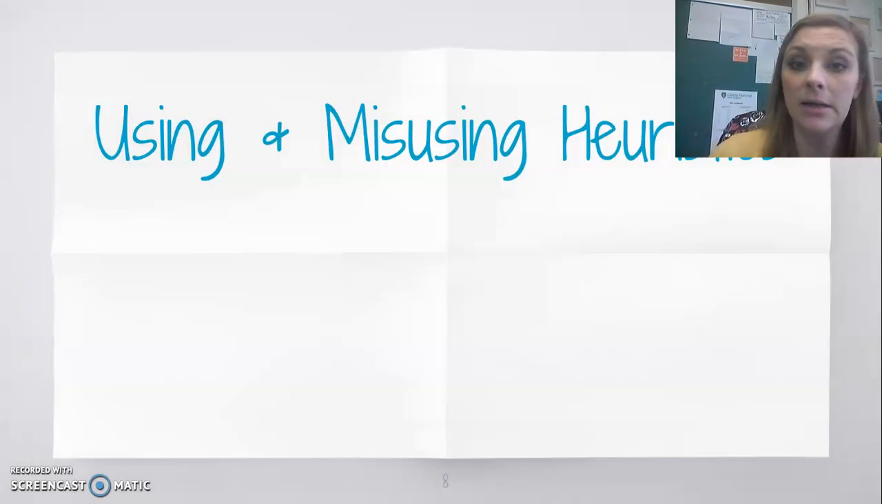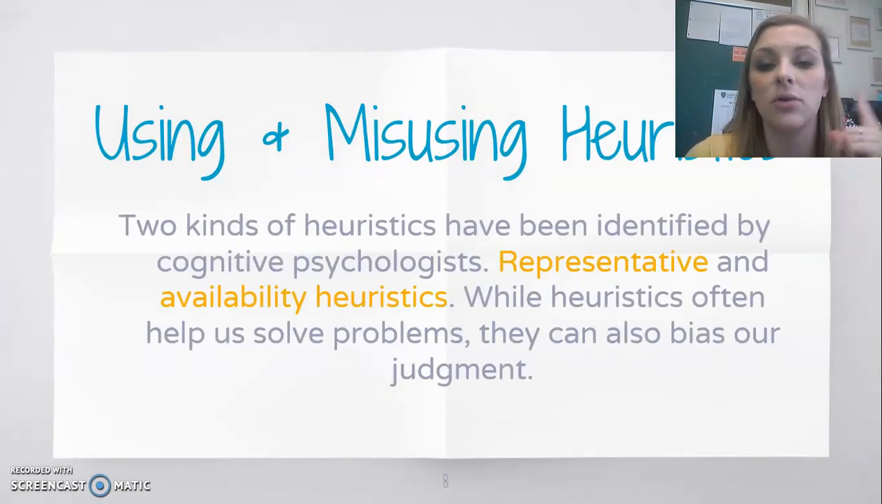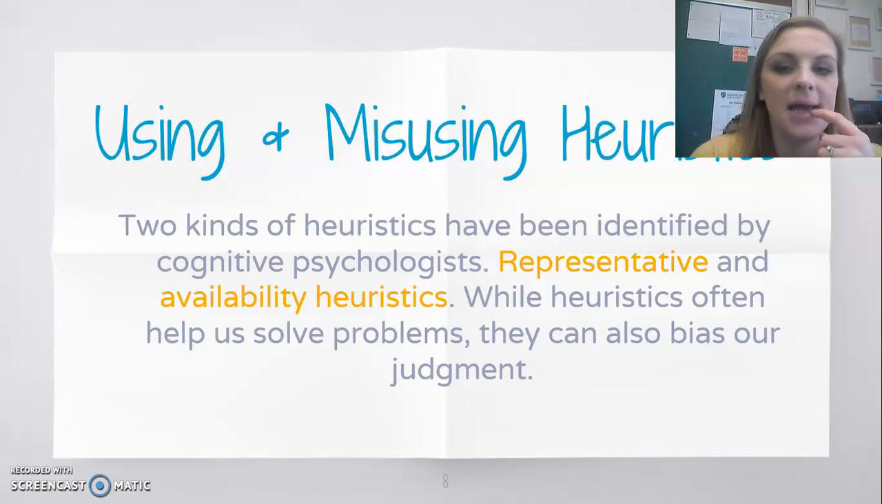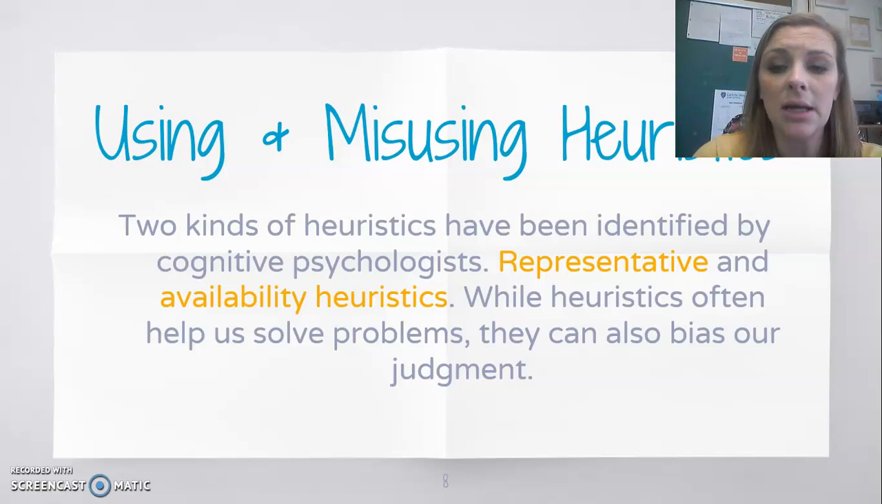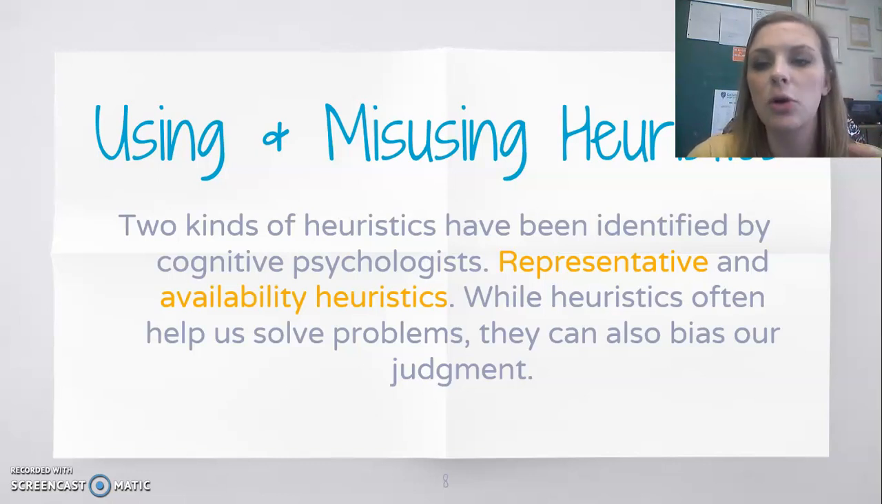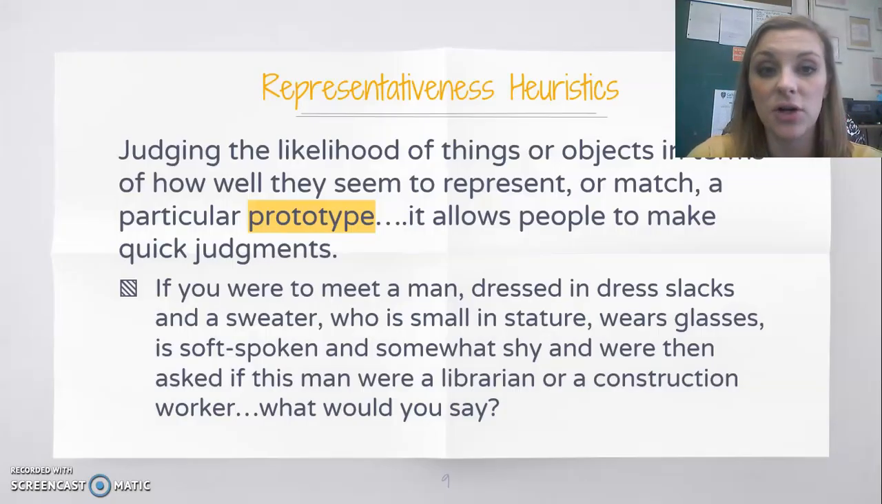And then finally, I'm sorry, we're going to use heuristics first. So there's two kinds of heuristics that we can identify, and that is the representative and availability heuristic. And these often help us solve problems, but they can also bias our judgment. And you'll see why in just a second. So the first is the representativeness heuristic.